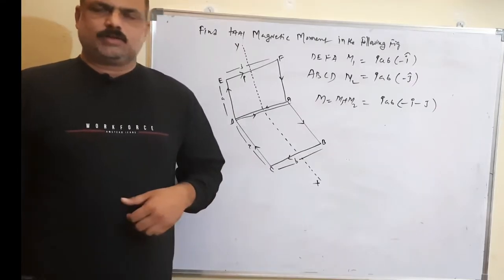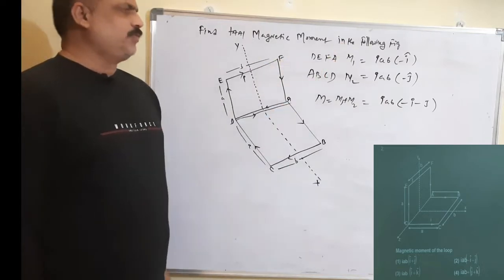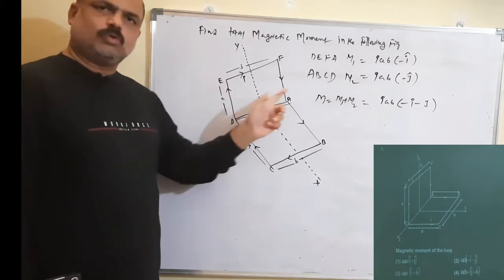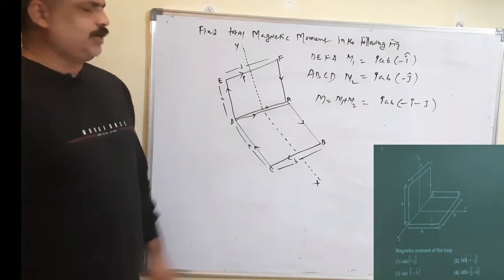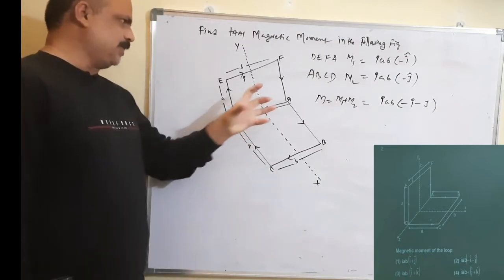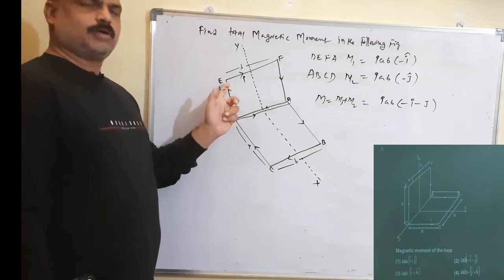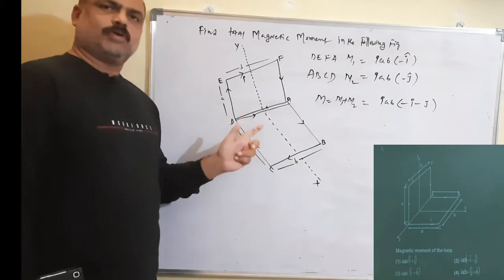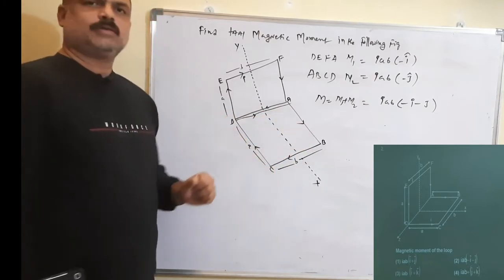So now let us solve another question. Find the magnetic moment in the following figure. So in this figure there are two loops. The two loops are arranged like this. Now we want to find out the magnetic moment of these loops. Split this loop into two individual loops such that the current flowing in the upper loop is along this direction, clockwise, and the current flowing in the lower loop is along this direction, A, B, C, D.